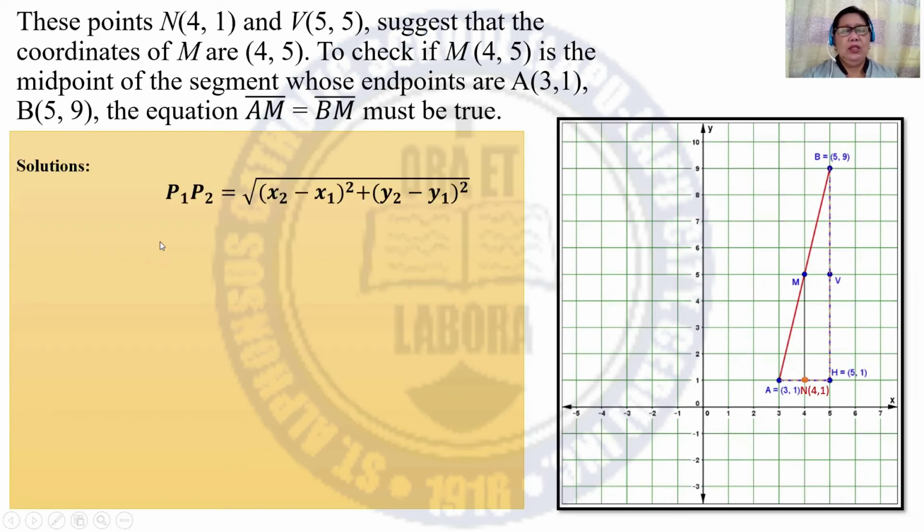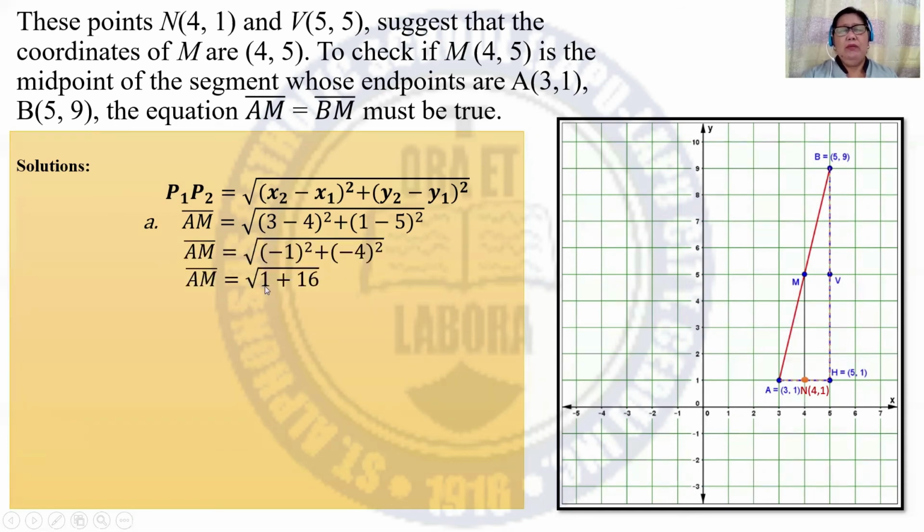So for the solutions, we have to use the distance formula. Let us have first segment AM. Substitute the values. We have 3 minus 4, then take the square, plus 1 minus 5, then take the square. Then simplify. The square of 1 is 1, the square of negative 4 is 16. So we have square root of 17. So the distance from A to M is square root of 17.